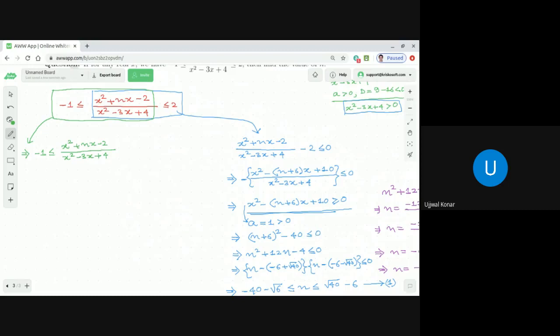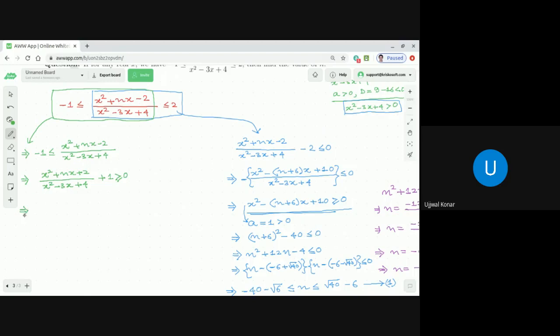Now from here, what we can write is (x square plus nx plus 2) divided by (x square minus 3x plus 4), plus 1, is greater than or equal to 0. Correct or not? I hope all of you agree with me.